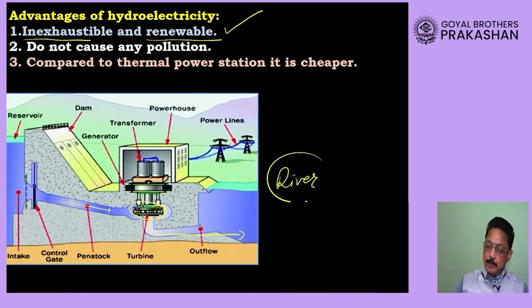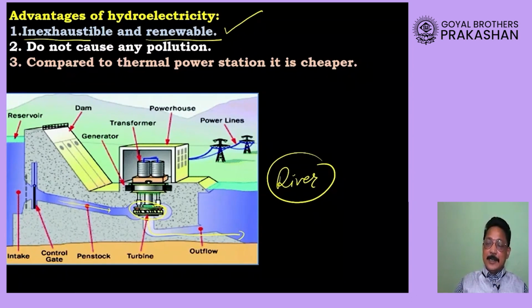Now how much pollution will it cause? You are right, it will not cause any pollution, because it is simply moving the turbine. That means simply moving the fans of a turbine and flowing away. So this water can be used again for irrigation purpose. So very interesting work that is done by a hydroelectric power station.